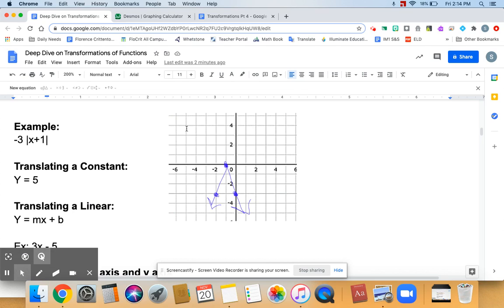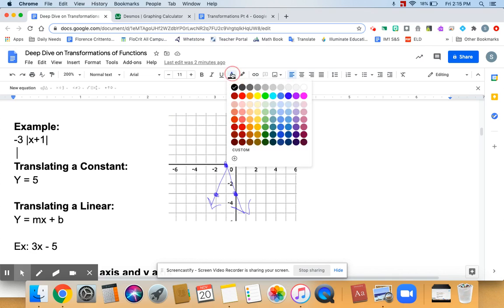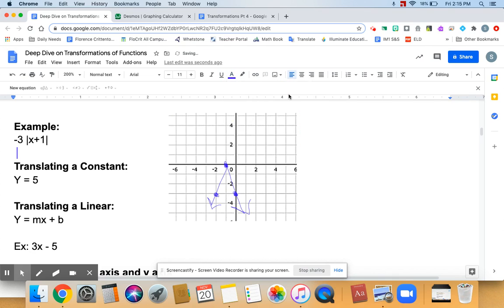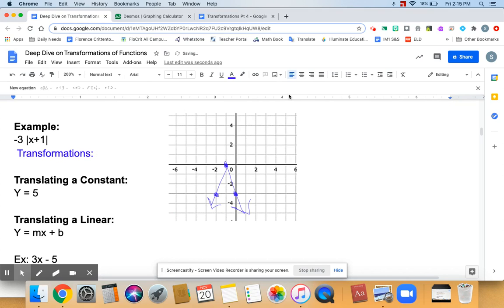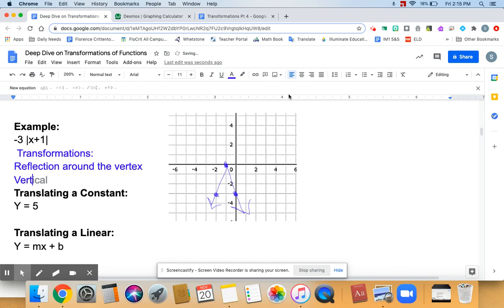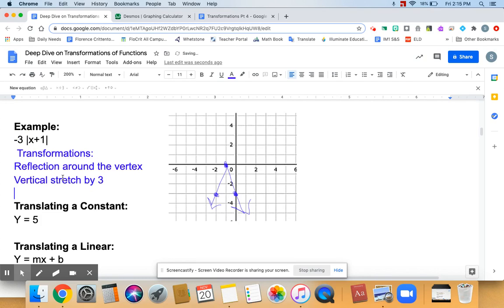Sometimes they just want you to graph it and this will count. Sometimes they say list the transformations, which means you actually have to write them all down too. Even if they don't have the transformations, if the question says list them, make sure that you're writing them all down. So in this case, we have a reflection around the vertex, vertical... is this a stretch or is it a compression? 3 is more than 1, which means it stretched it out by 3. And then a translation, left 1.